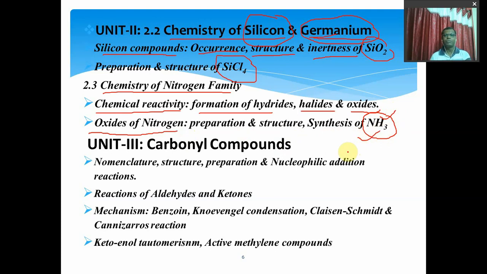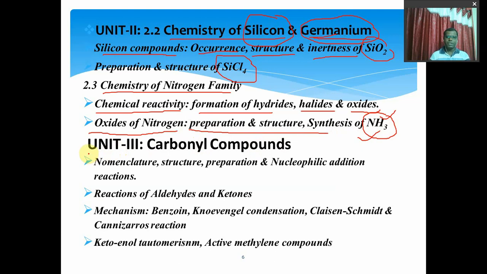That compound is called ammonia. This ammonia is synthesized by using the Haber-Bosch process, and that is what we are going to discuss in this topic: preparation of various oxides of nitrogen and their structures, as well as synthesis of ammonia.